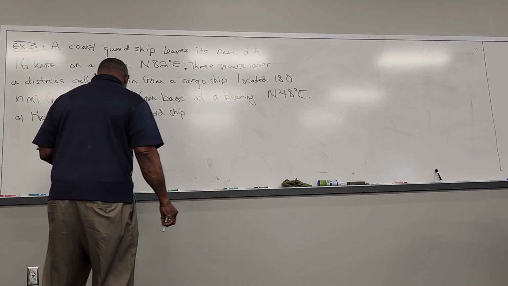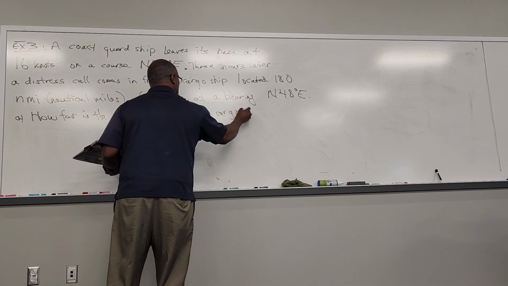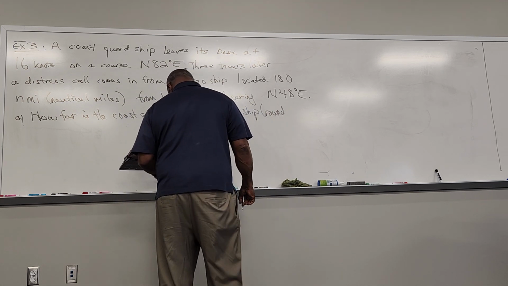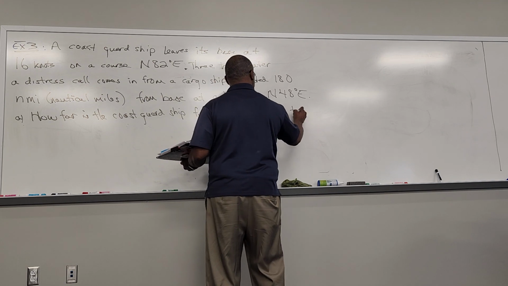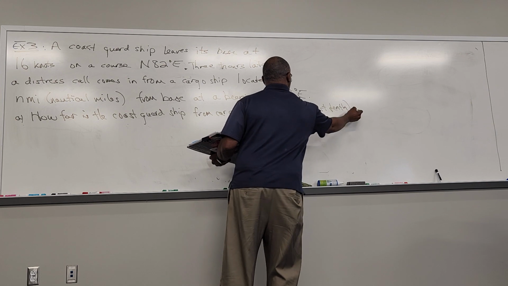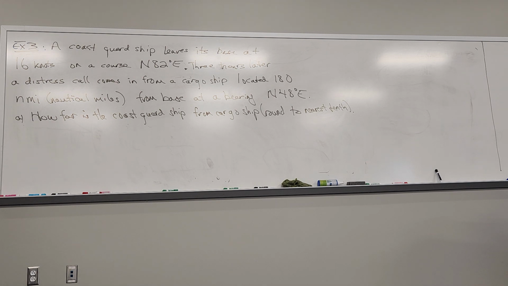How far is the Coast Guard ship from the cargo ship? Round to the nearest 10. All right, and then we'll finish this and then we'll do part B. So a Coast Guard ship leaves its base at 16 knots. Again, a knot is a nautical mile per hour, on a course north 82 degrees east.